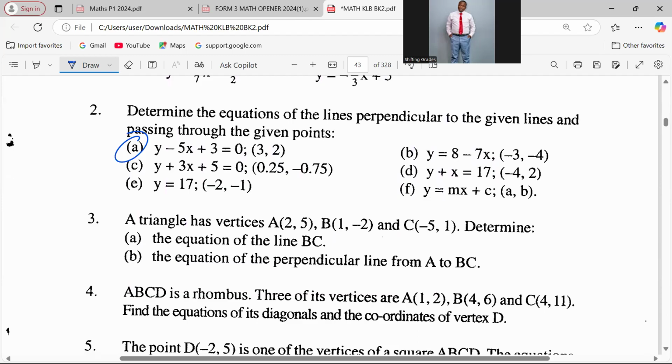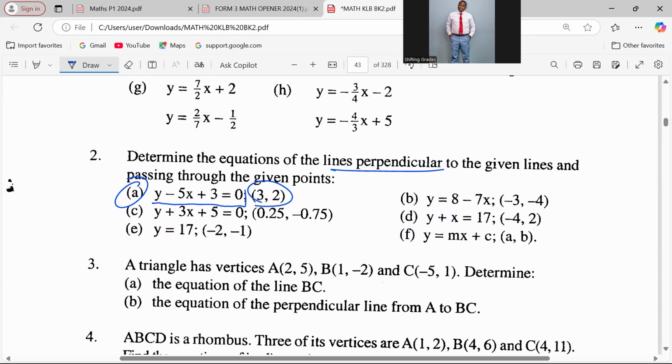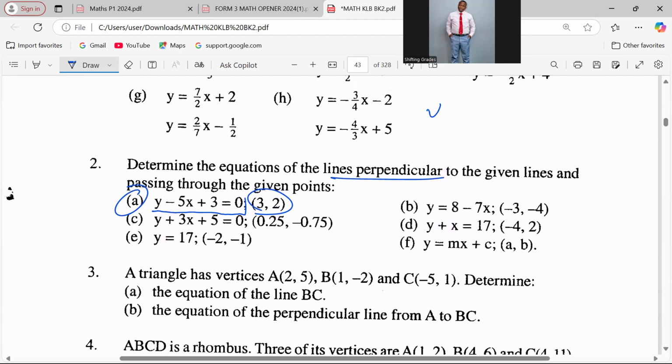Determine the equation of lines perpendicular to the given lines and passing through the given points. So a line perpendicular to this one, and the line is passing through (3, 2). So y equals 5x, I'm taking the 3 to the other side, so it becomes 5x minus 3. For this line, the gradient equals 5.